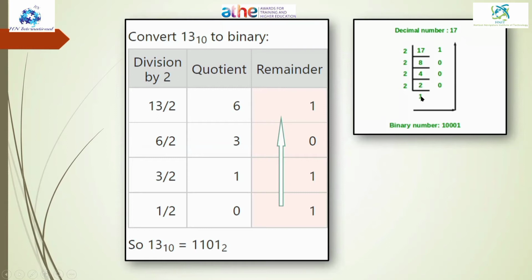Now if we are stopping at 1, we have to include that in the answer. But if we're stopping at 0, we don't have to include this 0 in the answer, because it is a leading 0, and a leading 0 does not have any effect on the final answer. So we will leave this. Okay, and after we are done with the division, we start writing from bottom to top.